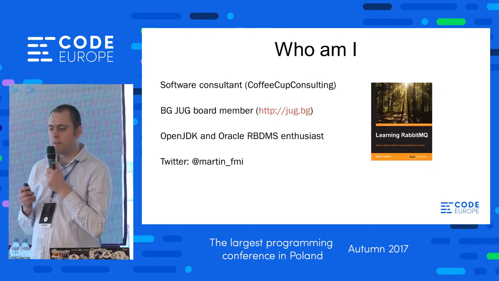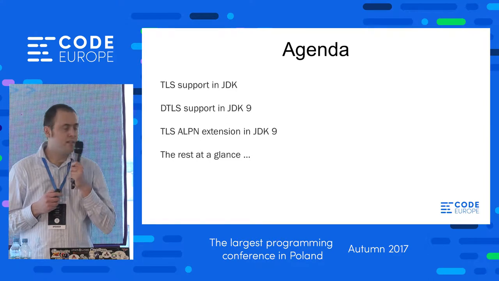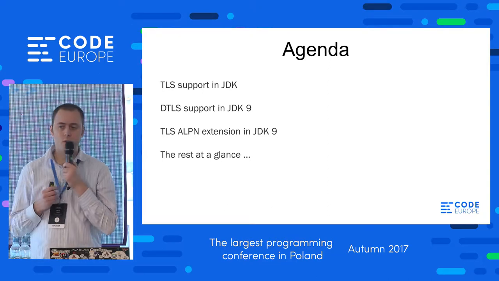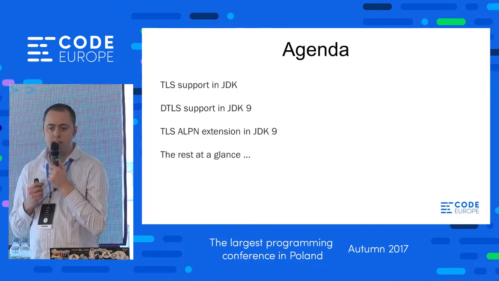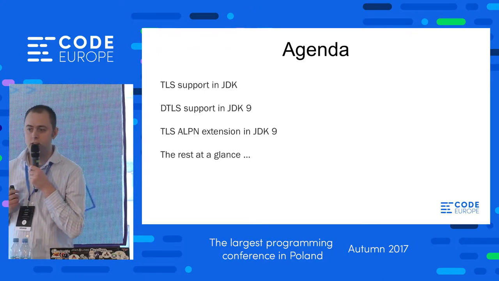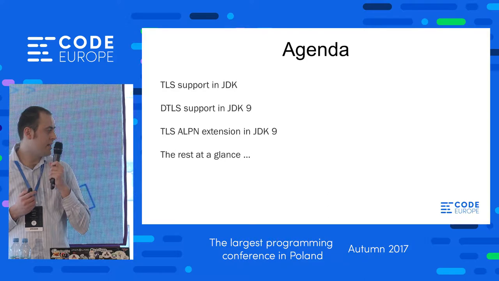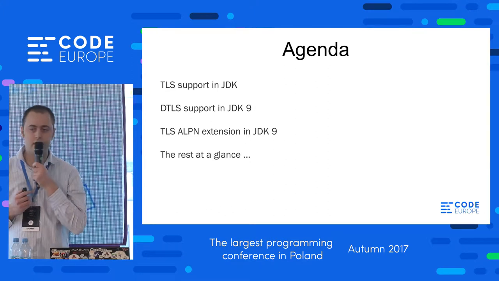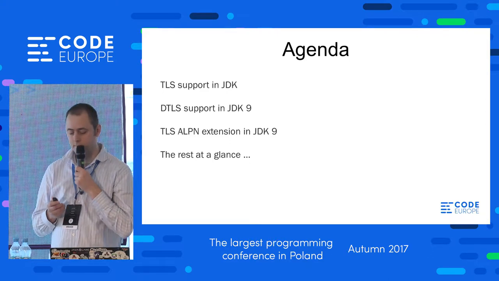And in this session, basically, we'll cover some of the most significant security enhancements in Java 9. Namely, these are what is DTLS and what is the DTLS support provided in Java 9. Before that, we'll discuss briefly what is the support for the Transport Layer Security protocol in the JDK before Java 9. As most of you know, this is the successor of the SSL protocol, which is one of the most widely used protocols for securing internet and not only communication. We'll check also what is the TLS Application Layer Protocol Negotiation extension, which is a very interesting enhancement in the TLS support provided in JDK 9. And we'll also look shortly at the other security enhancements which are out there.